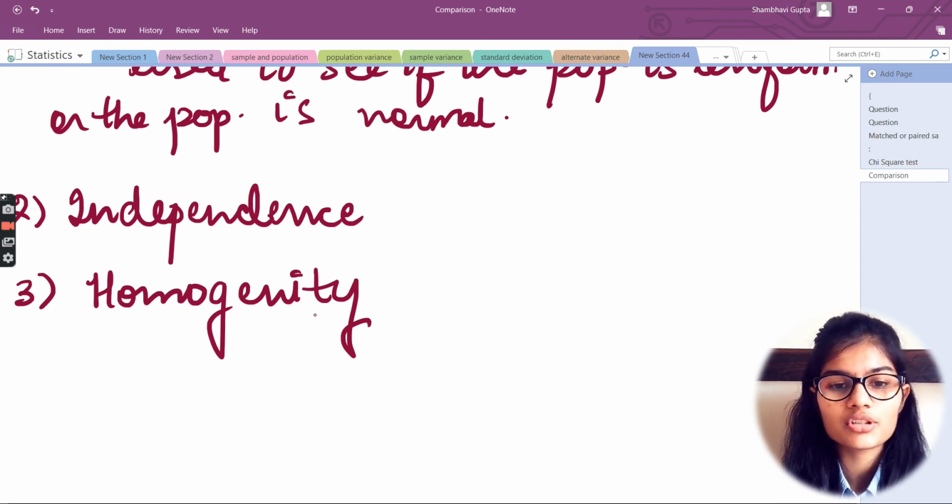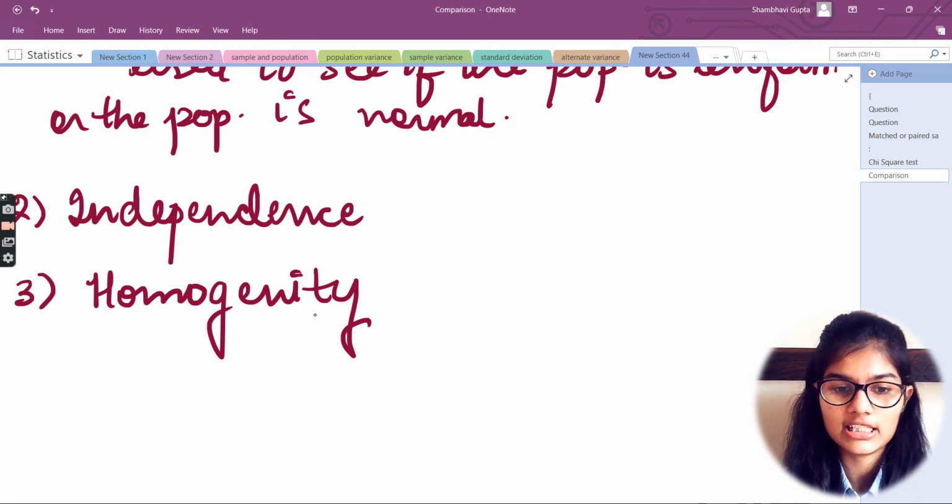In the goodness of fit, we were simply having one single survey, and in that we had two hypotheses, null and alternative. The null hypothesis was that the population fits the given distribution, and the alternative was that the population does not fit the given distribution, right?